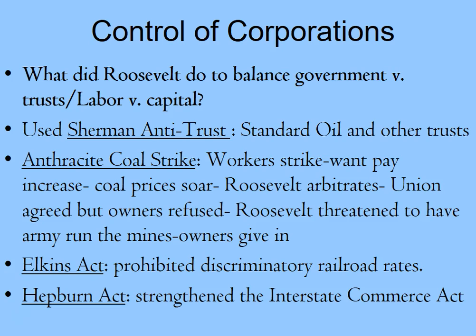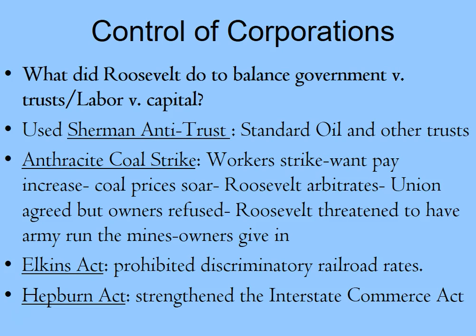Number one, he's going to use the Sherman Antitrust Act against the Standard Oil Company and against other trusts. He's going to be known as a trust buster. Another really big thing that happened was the anthracite coal strike. And you guys read about this, and you saw it in the video that we watched in class. But workers, coal miners were wanting higher pay. They wanted a pay increase, so they went on strike.